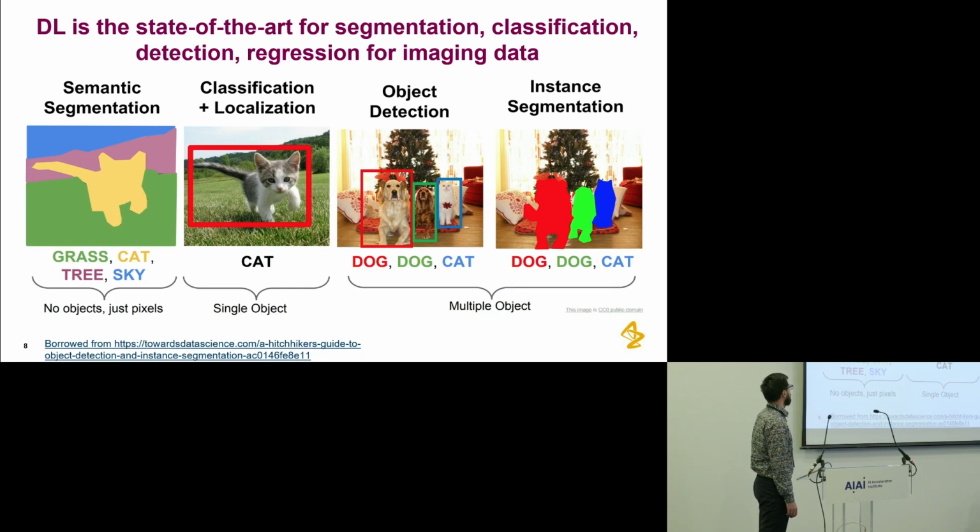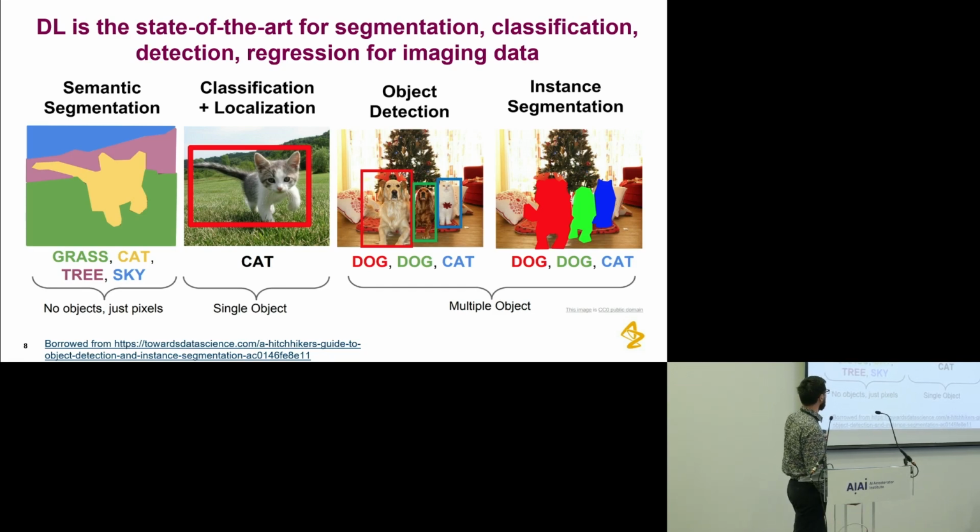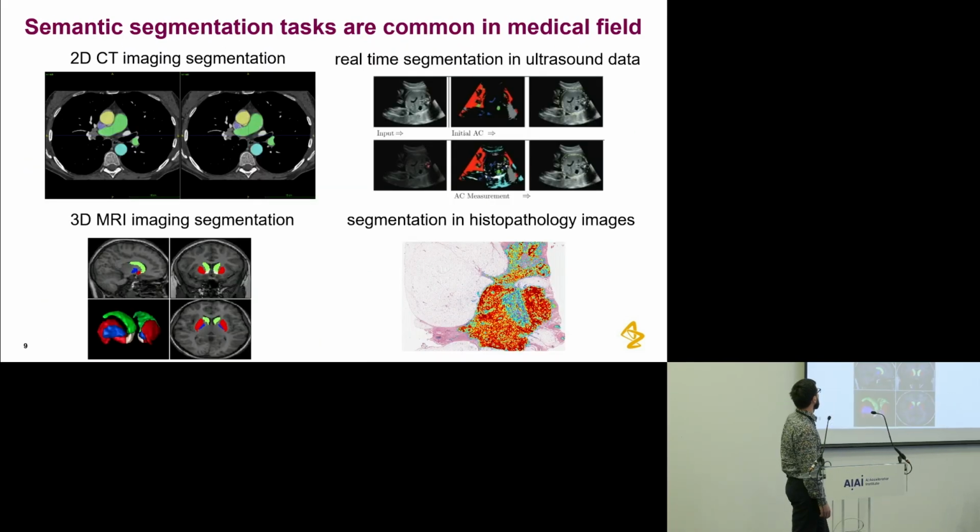Also, deep learning is state of the art for segmentation, classification, and detection tasks. I think you've seen yesterday and today all these possible tasks. We may be interested, for example, in identifying a specific area or segmenting out a specific object, or even instance segmentation, where we want to identify and give names to every single object and also outline it. And in the medical field, semantic segmentation is very common.